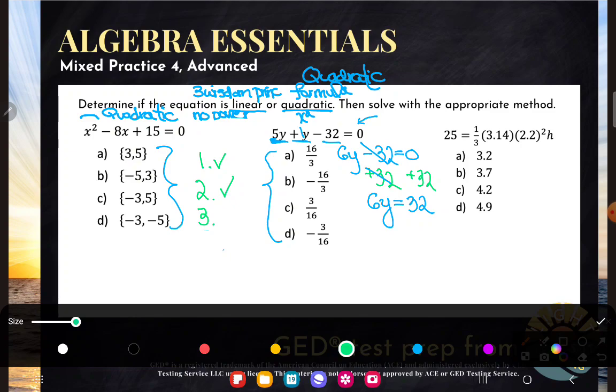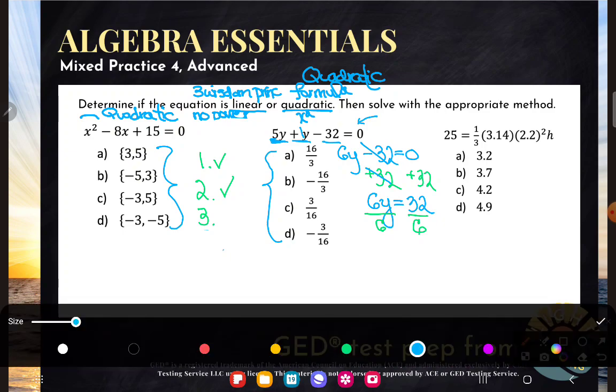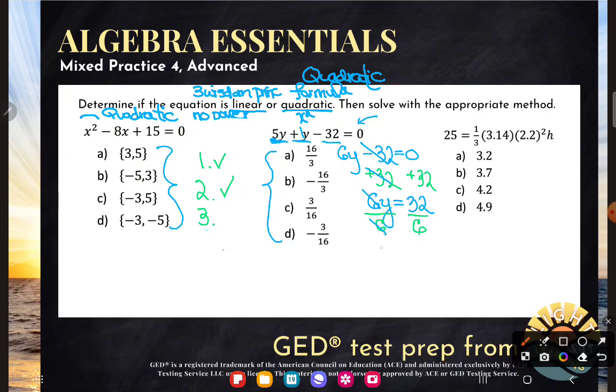And let's divide away that 6. Divide away that 6. Multiplying by 6 and dividing by 6 are opposites. They cancel. Y is alone, just like I wanted. And 32 divided by 6, it doesn't divide perfectly.